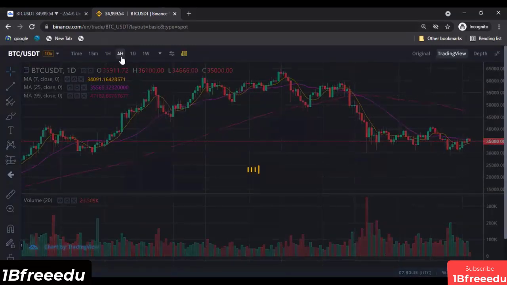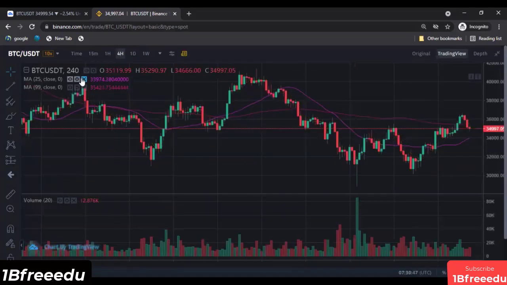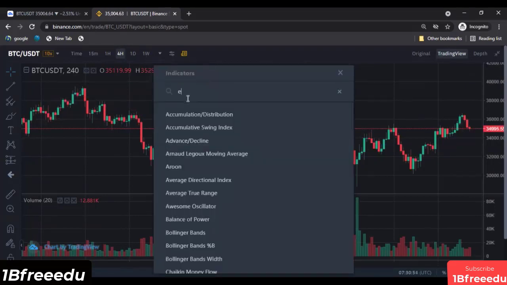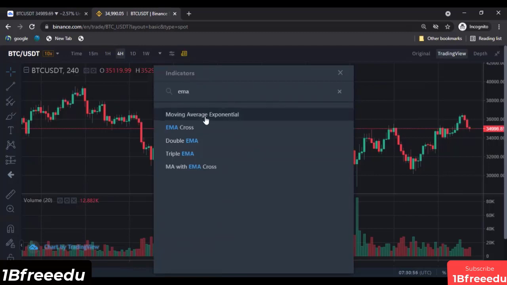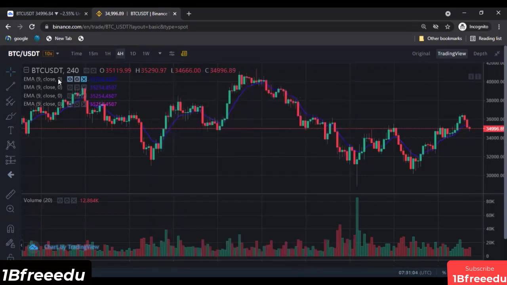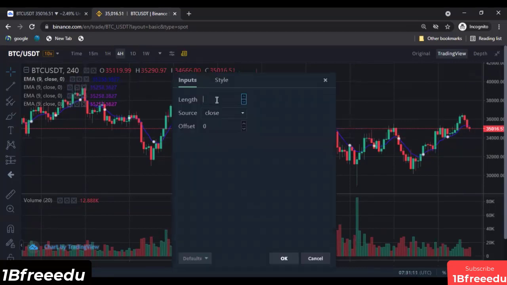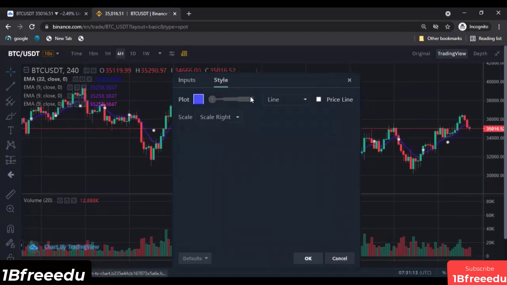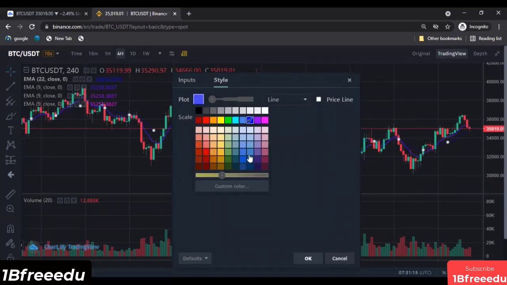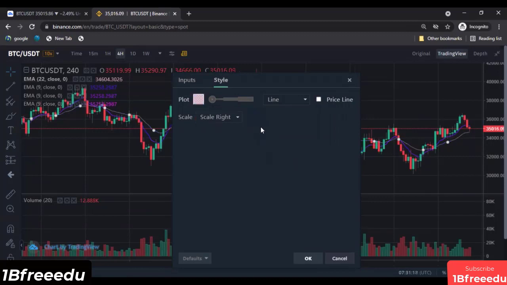So now you can go on 4-hour chart, and you would remove all these moving averages, and then you will go here to technical indicator, and write EMA, and it will give you moving average exponential. You will click it 4 times, and it will easily give you that. Then you need to click on the format button, and as I've recommended, 22, and you can change the color as well because I can see that the colors are quite similar.